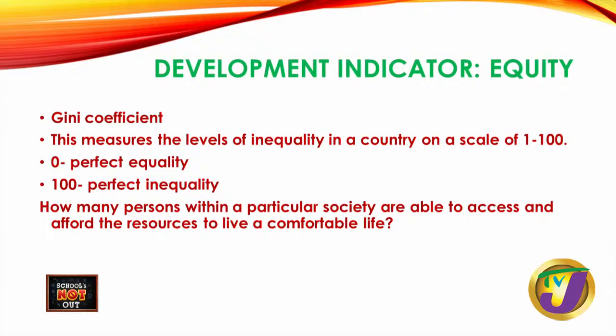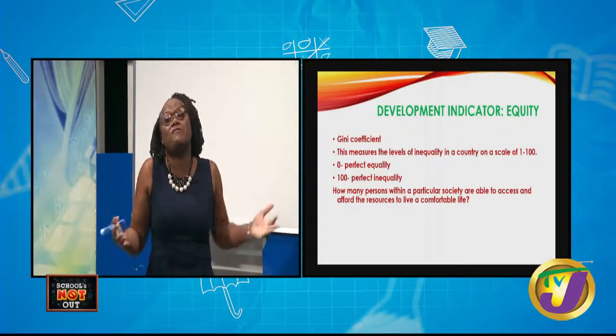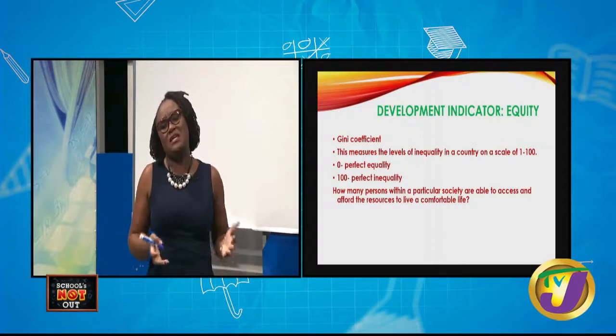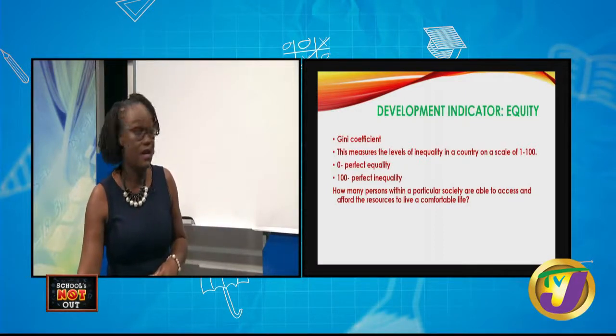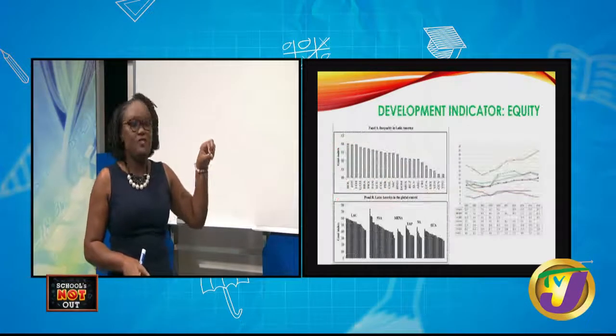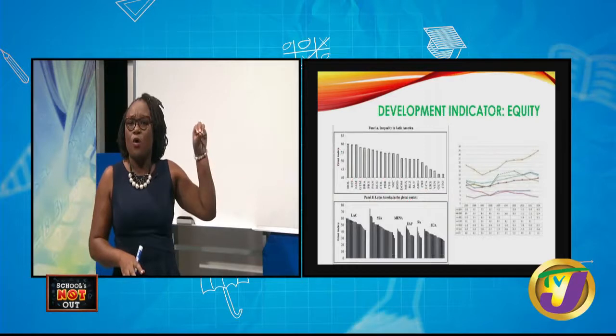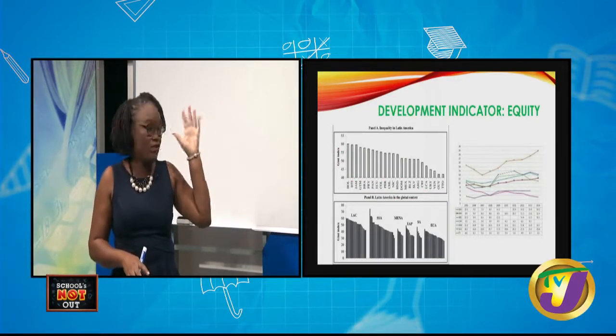How many persons within a particular society are able to access and afford the resources to be able to live comfortably and with dignity in the Caribbean? These are questions that it raises. Now, you want to look a little bit at these graphs that are here. They give an indication of where we are as Caribbean people in terms of equity with the Gini coefficient.